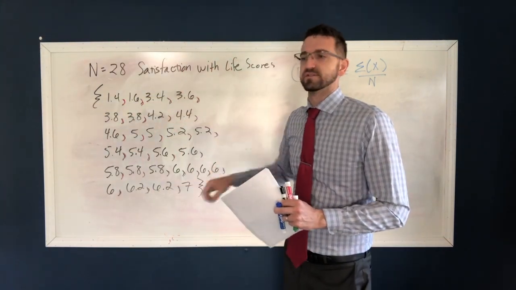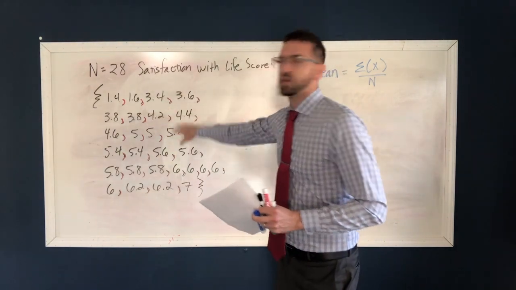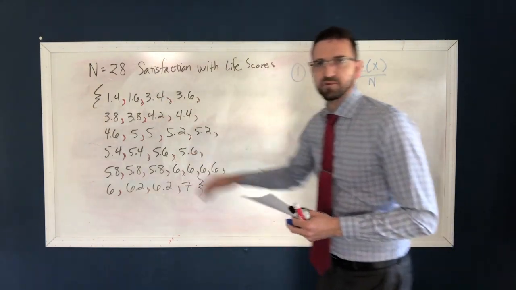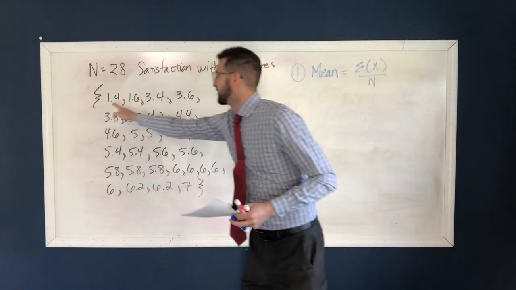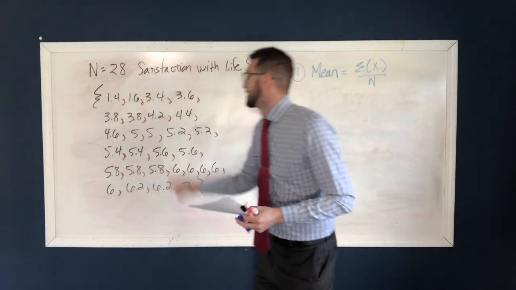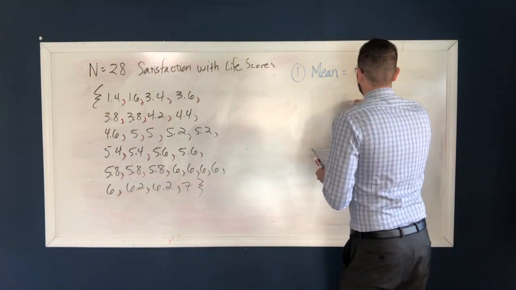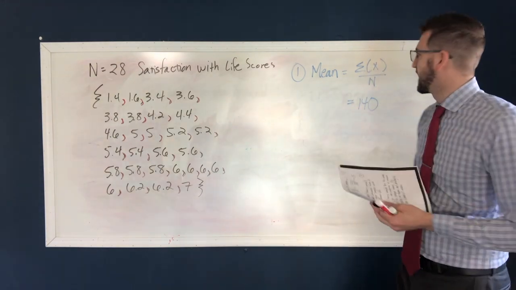When we talk about x, we talk about raw scores. Okay, these are raw scores. So the sum of x means we're literally adding all of these numbers together. So go ahead and add all of these numbers together. Okay, so 1.4 plus 1.6 plus 3.4 plus 3.6 all the way to 7. And you'll find that you get 140.